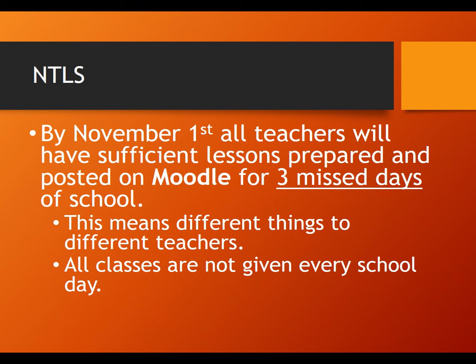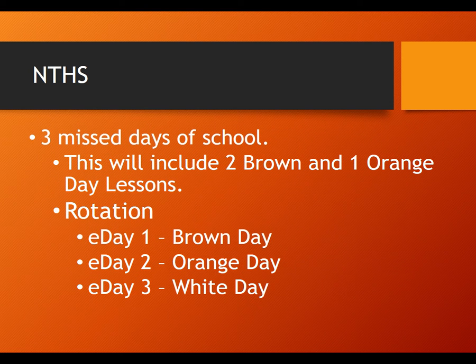At National Trail, we're going to make sure that we have our eDays again posted by November 1st for at least 3 missed classes of school. That doesn't necessarily mean 3 days for every class because of our alternating schedule, so we're going to go over that in a minute. For high school, that means eDay 1 is a brown day, eDay 2 is an orange day, and eDay 3 is a white day, and your eDay should be reflective of those class schedules.